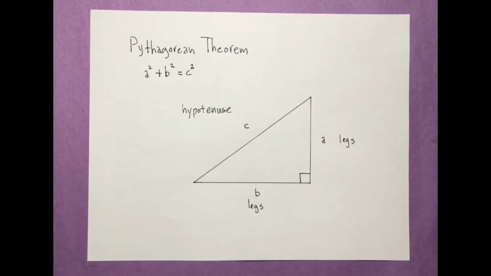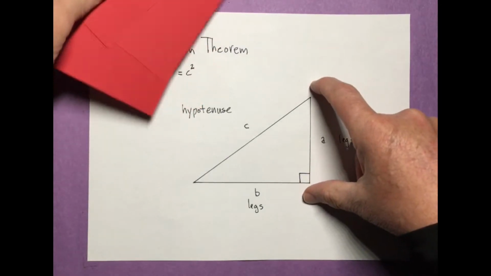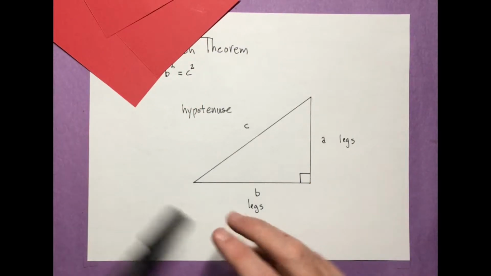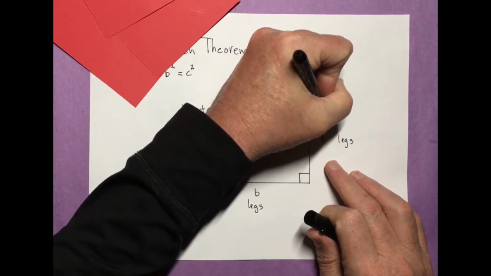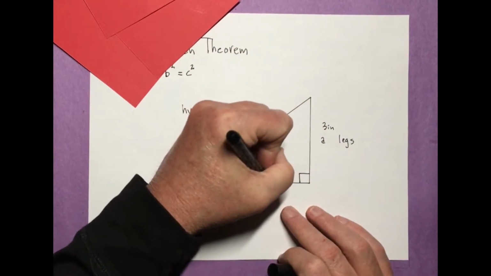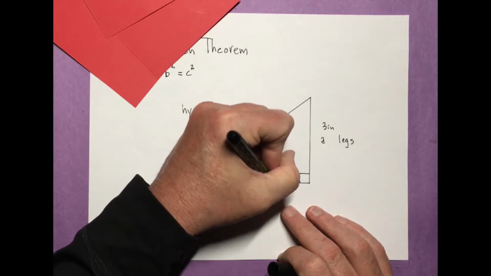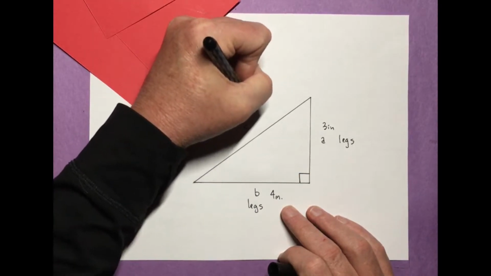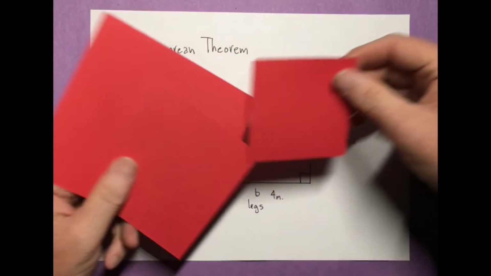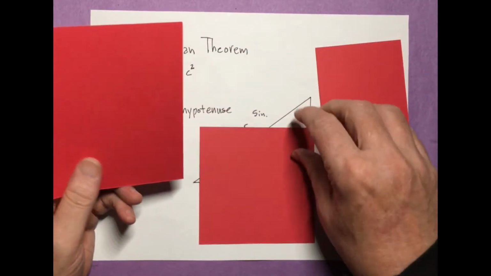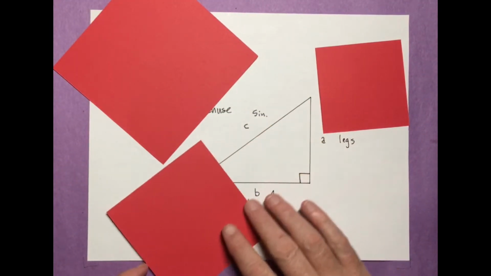I have here, this triangle is specifically 3 inches on this side, 4 inches on this side, and 5 inches for the hypotenuse. And I've made matching squares here. There's a 3-inch square, there's a 4-inch square, and there's a 5-inch square.